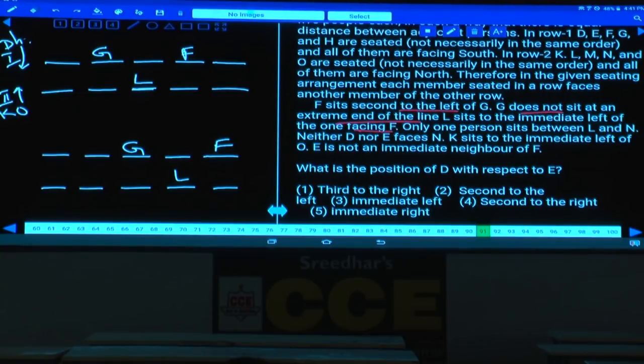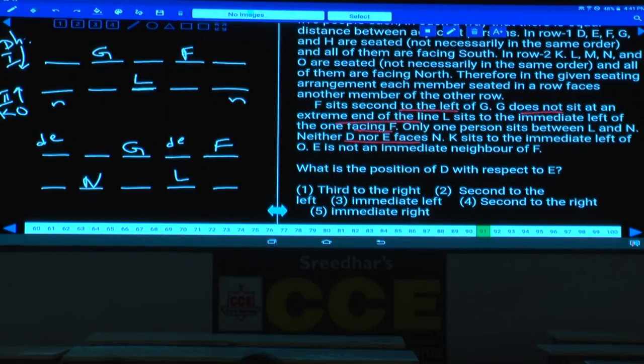And only one person sits between L and N. As only one person sits between L and N, N can be here or here. In this case, with one person between L and N, N must be here only. Clear now? Neither D nor E faces N, so D or E can be in these two places. If D or E is here, neither D nor E faces N.